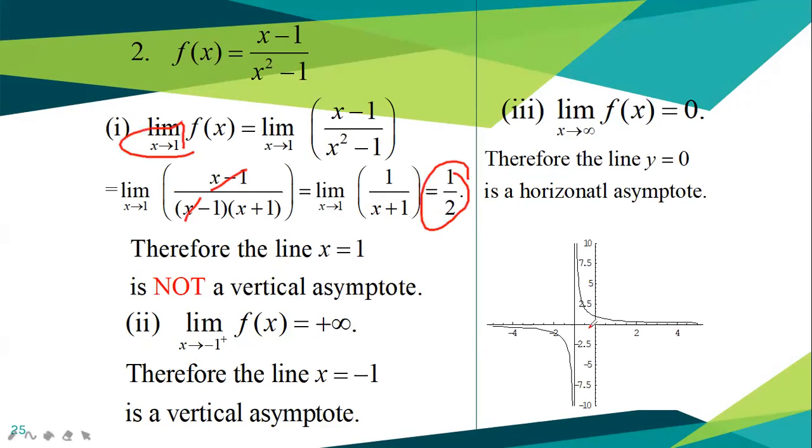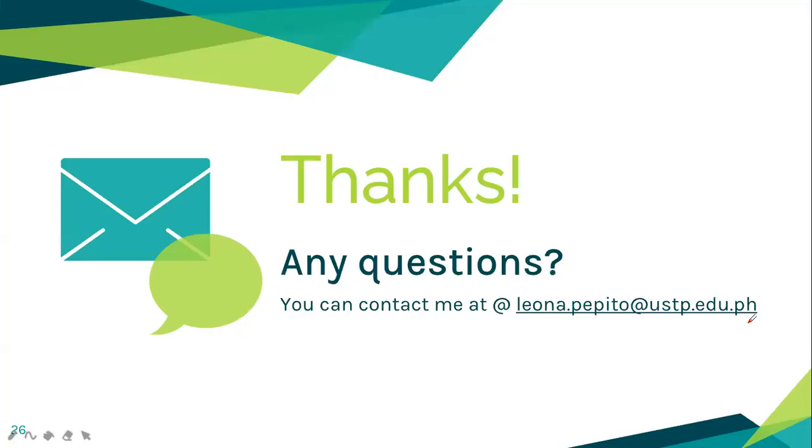Okay. Next, the right-hand limit of f of x as x approaches negative 1 is equal to positive infinity. Therefore, the line x is equal to negative 1 is a vertical asymptote. Next, the limit of f of x as x approaches positive infinity is equal to 0. Therefore, the line y is equal to 0 is a horizontal asymptote.